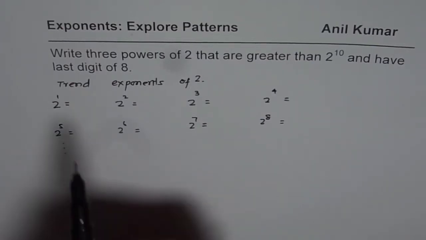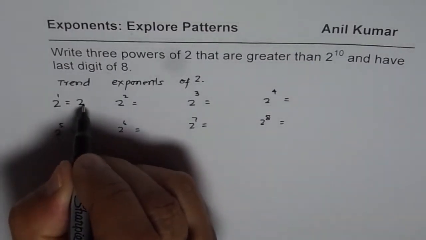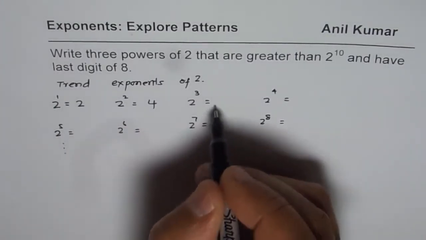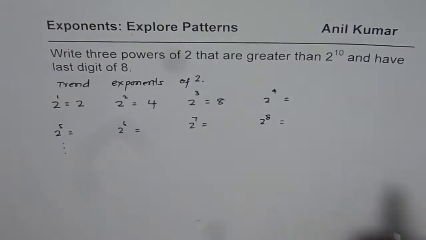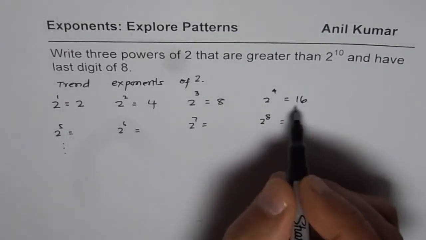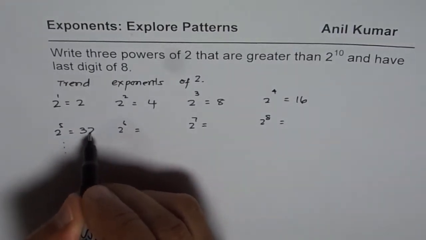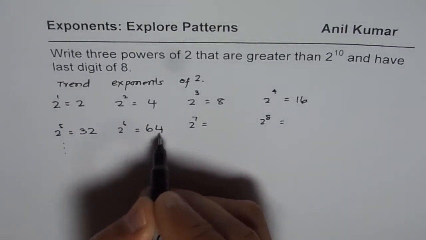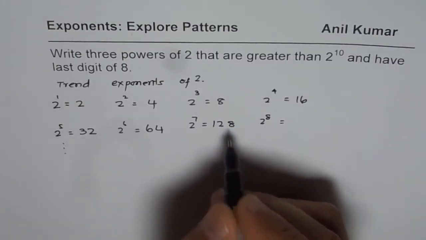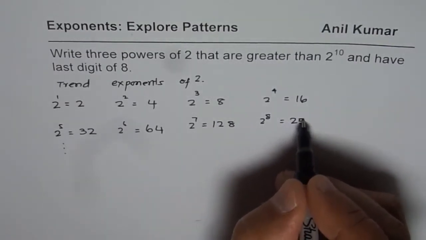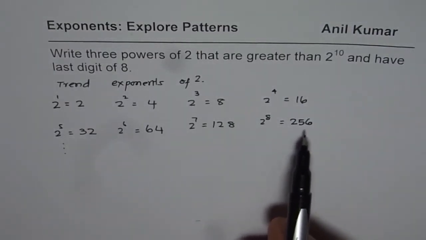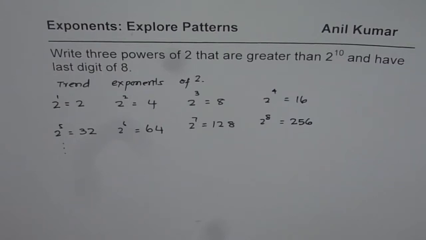Okay, let's write down the values. 2 to the power of 1 is 2. 2 squared, that is 4. 2 to the power of 3 is 8. You can use a calculator, right? 2 to the power of 4 is times 2, which is 16. And then double of 16 is 32. Double of that is 64. Double of this is 128. And double of 128 is 256. So likewise, you can keep on doubling and get more powers of 2, right?